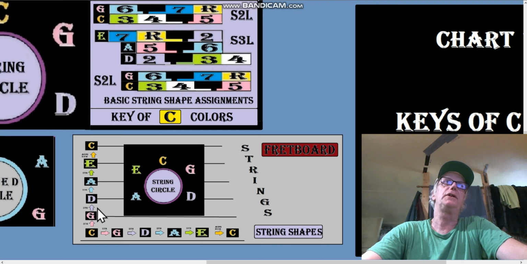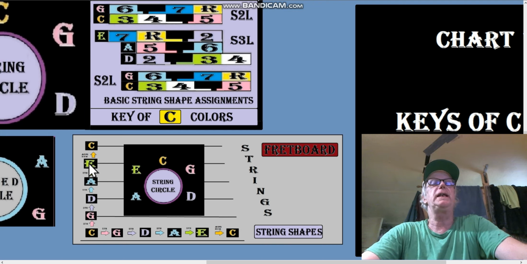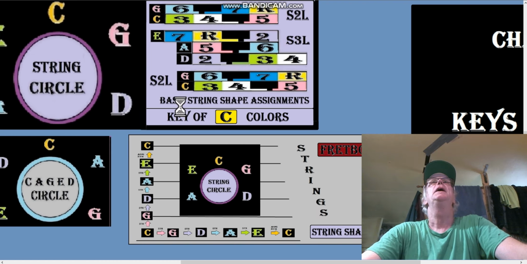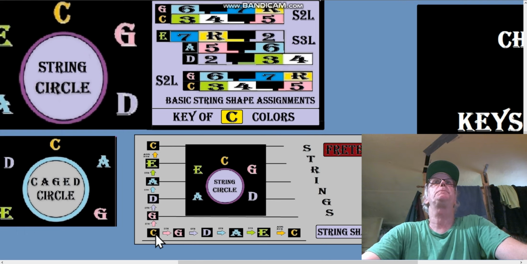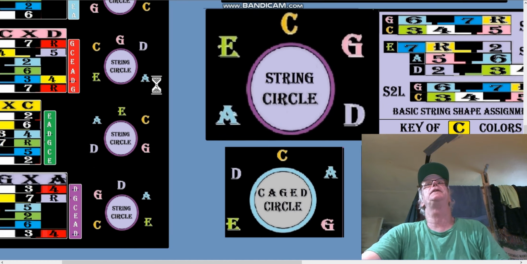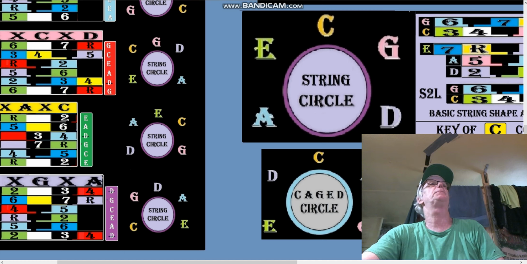Fifth of C is G, fifth of G is D, fifth of D is A, the fifth of A is E. But then the fifth of E is B, but we do an augmented fifth there. These are going to be in order all the time. Now the 5 CAGED shapes, discounting the double C, we've got C, A, G, E, D. The 5 CAGED shapes are the same, just starting on different letters.